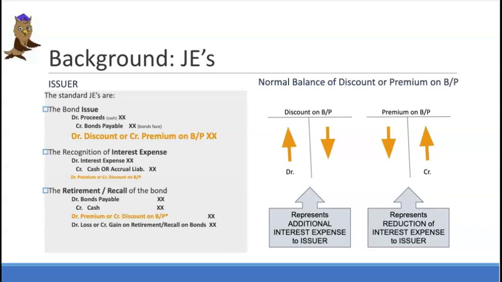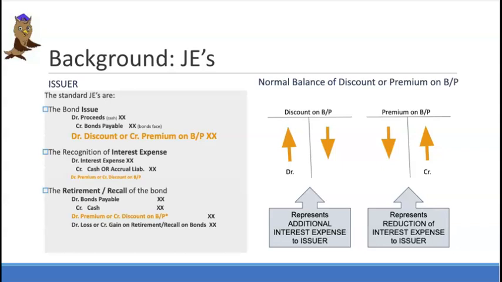Now we move on to the accounting phase by discussing the journal entries, or JEs, involved in the three transactions: bond issues, recognition of interest expense, and the recall or retirement of bonds. Note that as of this writing, the last topic on bond recall or retirements is not included in this presentation.